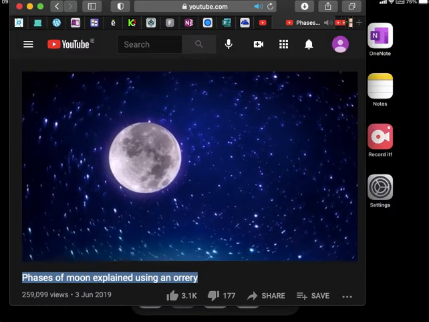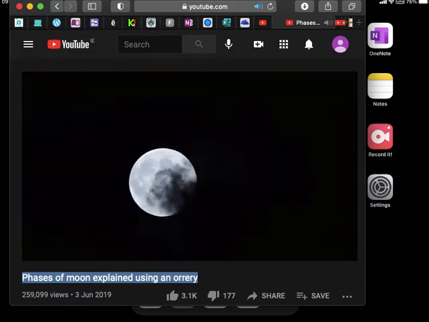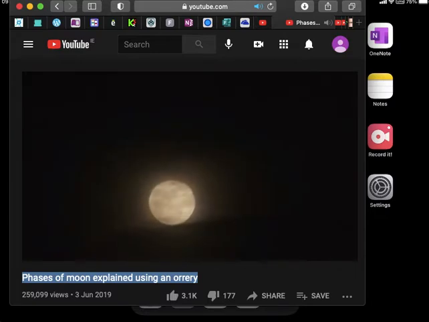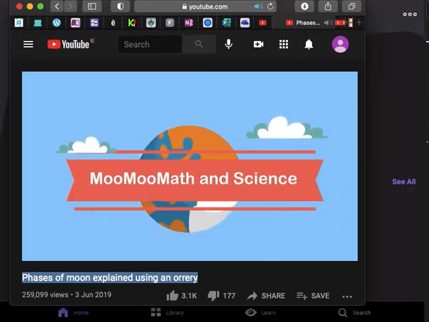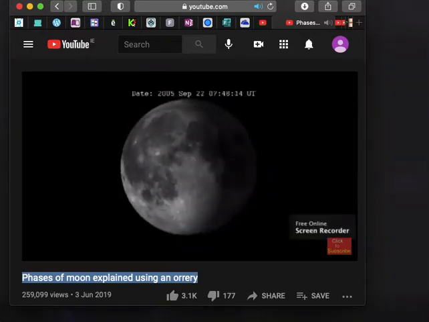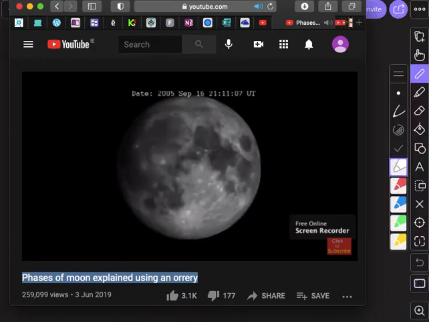Look to the sky on a clear night, most likely you will notice the moon. You will also notice that it doesn't look the same every night. Welcome to Moomoo Math and Science and the phases of the moon. The moon revolves around the Earth roughly every 27 days. As it revolves around the Earth, it goes through phases. Here's what these phases look like.